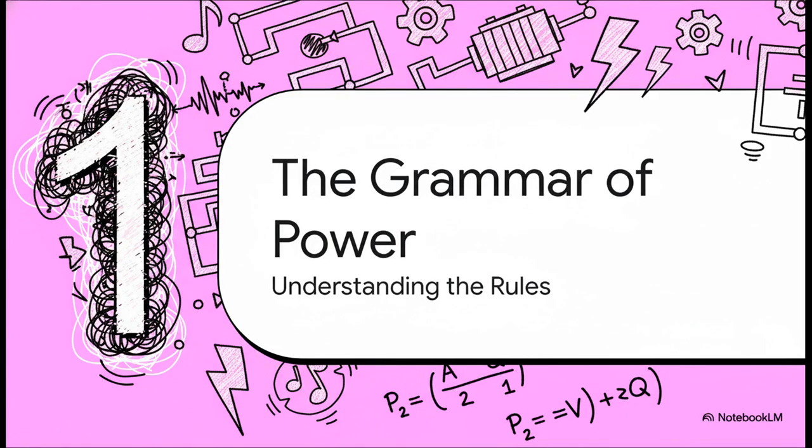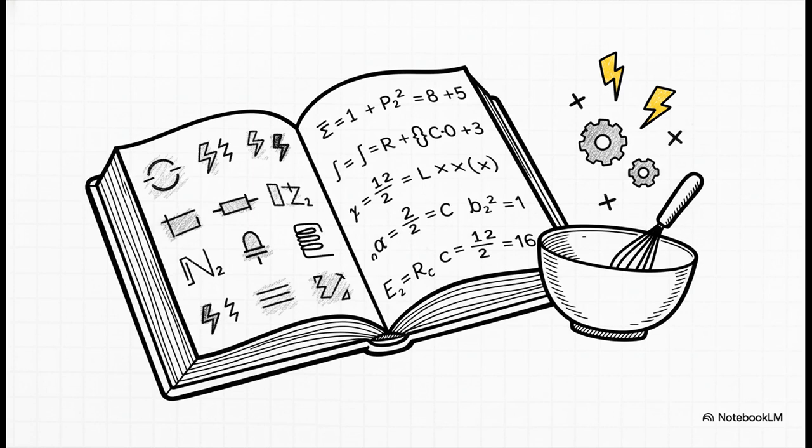So, like any language, this one has rules. It has a grammar. And in the language of power, that grammar is all about equations. Now, don't let the word equations scare you off. Think of them less like a pop quiz in algebra and more like a recipe. Seriously, they're a set of instructions that lets an engineer predict exactly how electricity is going to act in a circuit or a massive generator or even the whole power grid, all before a single wire is even laid.